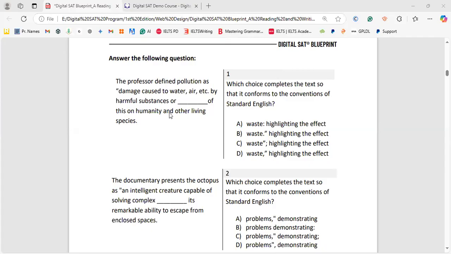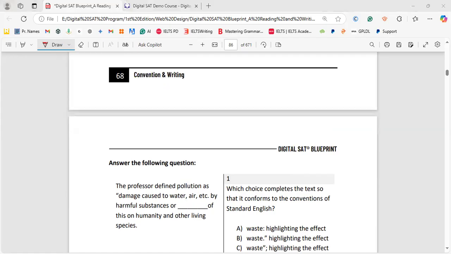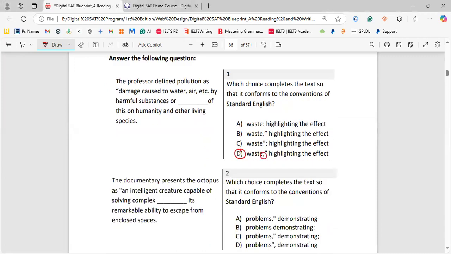Okay, thank you guys. "The professor defined pollution as damage caused to water, air, etc. by harmful substances or waste, highlighting the effect." So here, this one is the only correct answer because, as you see here, we have quotation marks. This is the first part of the quotation, this is the last part of the quotation, and the comma is inside. So any comma outside is wrong. This is totally wrong because the comma is outside.